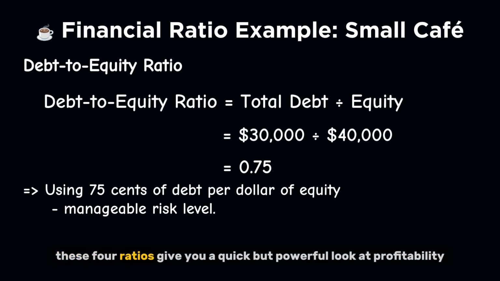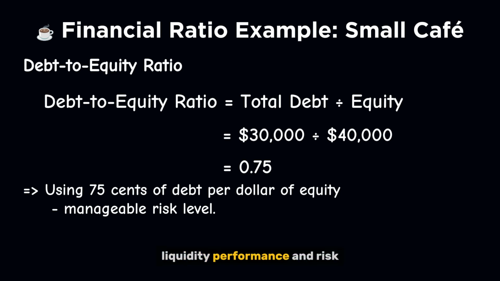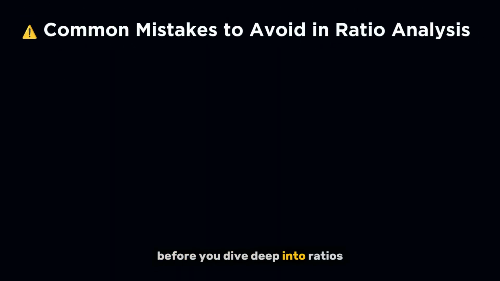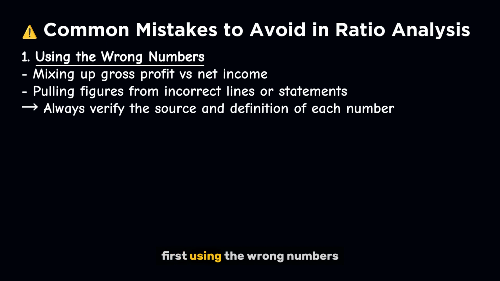These four ratios give you a quick but powerful look at profitability, liquidity, performance, and risk. In just a few numbers, you can spot strengths or red flags. Before you dive deep into ratios, watch out for these common mistakes. First, using the wrong numbers. It's easy to mix up gross profit and net income or pull totals from the wrong line.